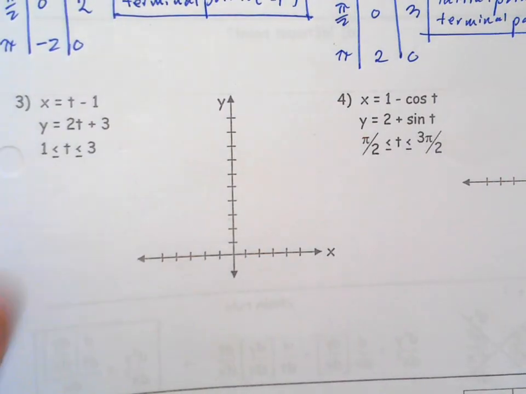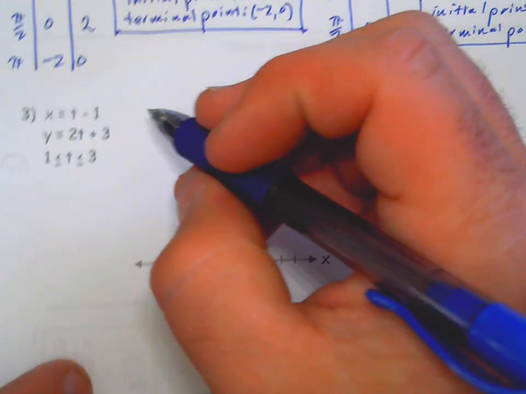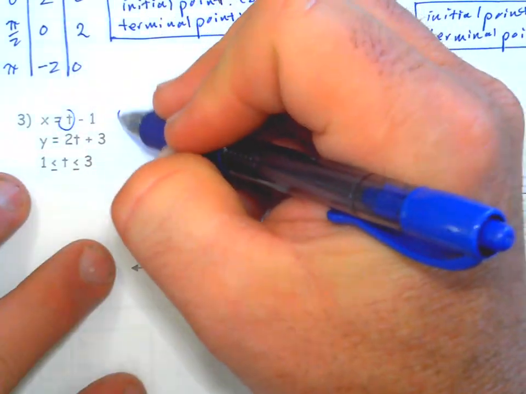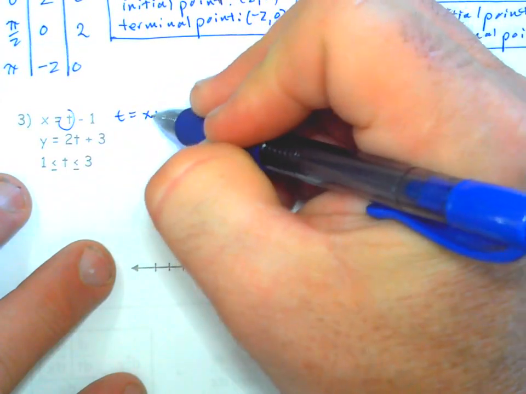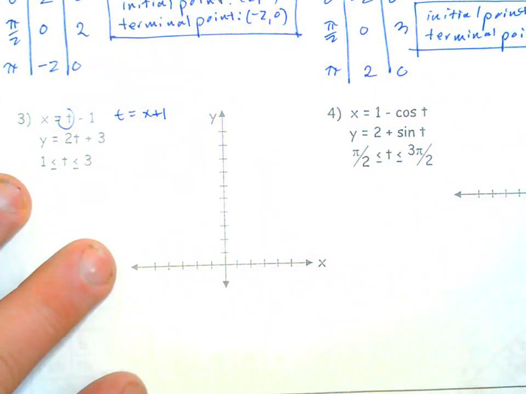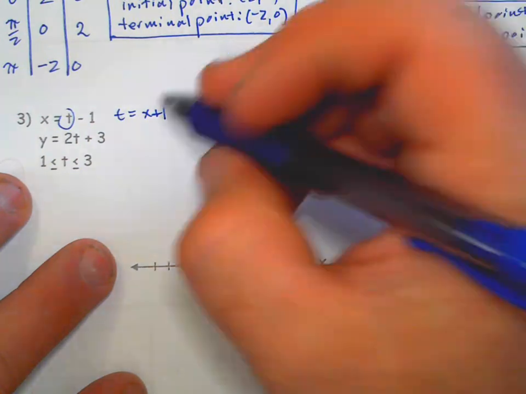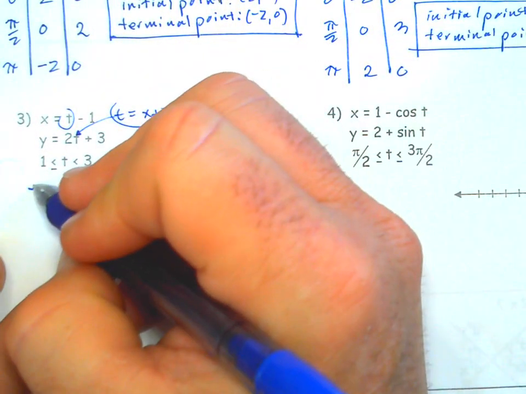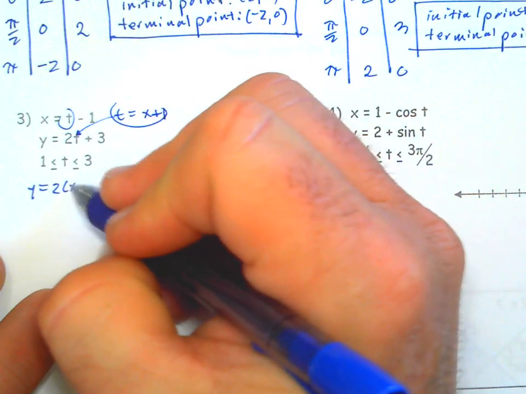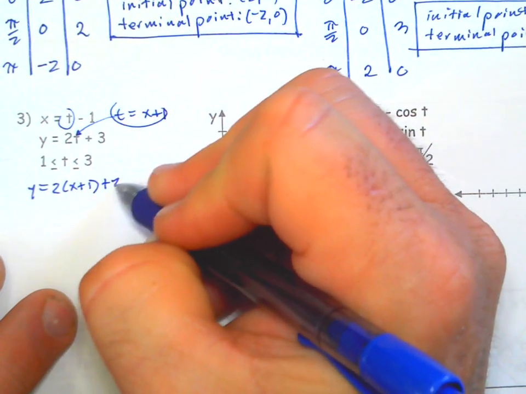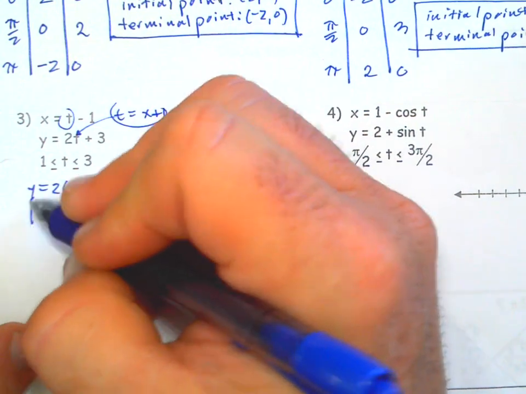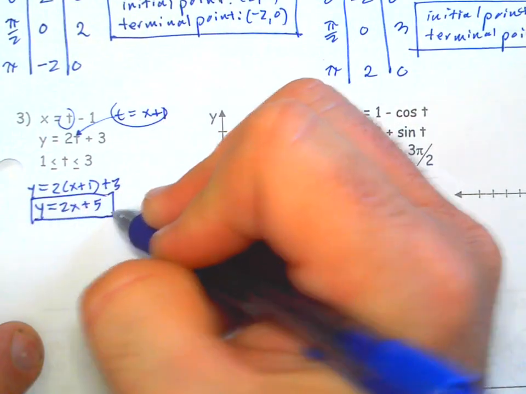Okay, next one doesn't have any trig in it, so we're probably not going to use trig. Probably going to use kind of like a substitution technique. Solve for t in terms of x is usually the way to go, because you're going to want y by itself when you're done anyways, right? So it'd be better to solve for t in terms of x and then plug that into there, and you already got y by itself. So y equals 2 times parentheses x plus 1 plus 3. So y equals 2x plus 5. So it's a line, or part of a line.